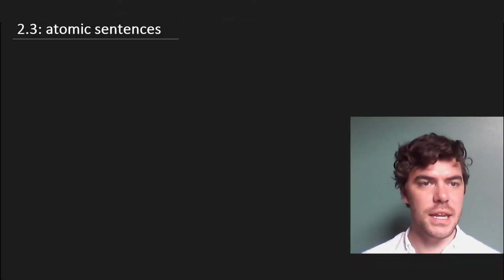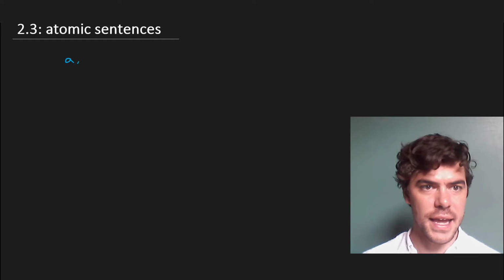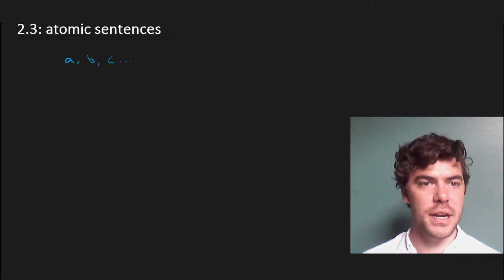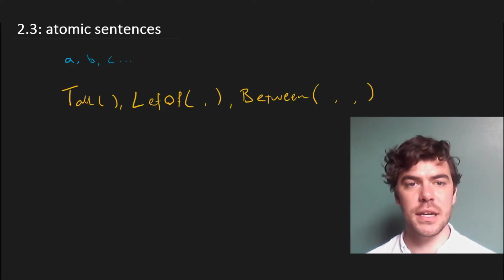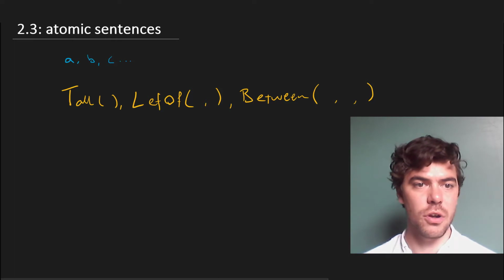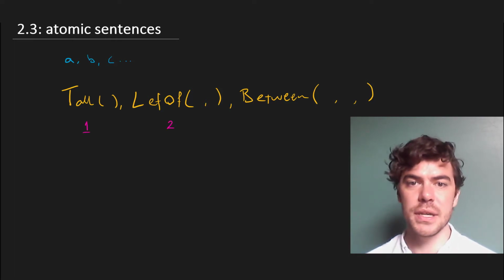So in the first lecture, we saw constants like A, B, C, and so forth. And in the second lecture, we saw predicates like tall, left of, and between. And we spoke in the second lecture of the arity of these. Tall has arity 1, it takes one argument. Left of has arity 2, and between has arity 3.